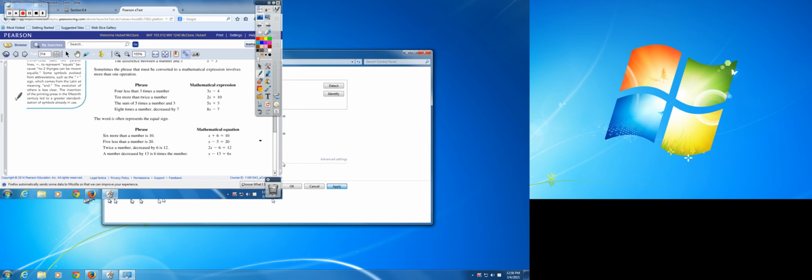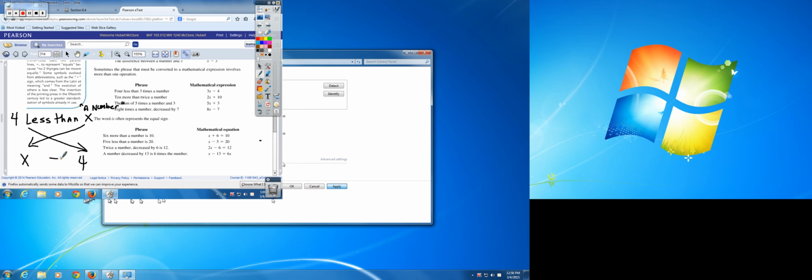When you see the words less than, when you see those words, 4 less than x, or a number, a number usually means x. I always tell students to crisscross. X goes here, 4 goes here, and minus sign there. Now that's just something, that's the only one that you have to remember.